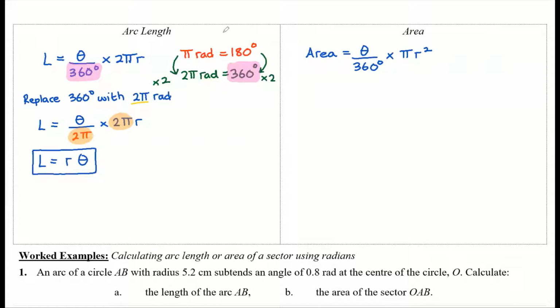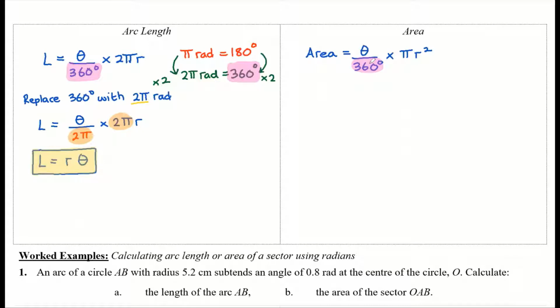Make it look important, this formula, because we're going to be using it a lot. So that's our new formula for the arc length, and we use the same substitution for the area. We can just replace the 360, which we can see here, with 2 pi. I'll suggest that you pause the video and do this as an exercise yourself and see what you get for the area.